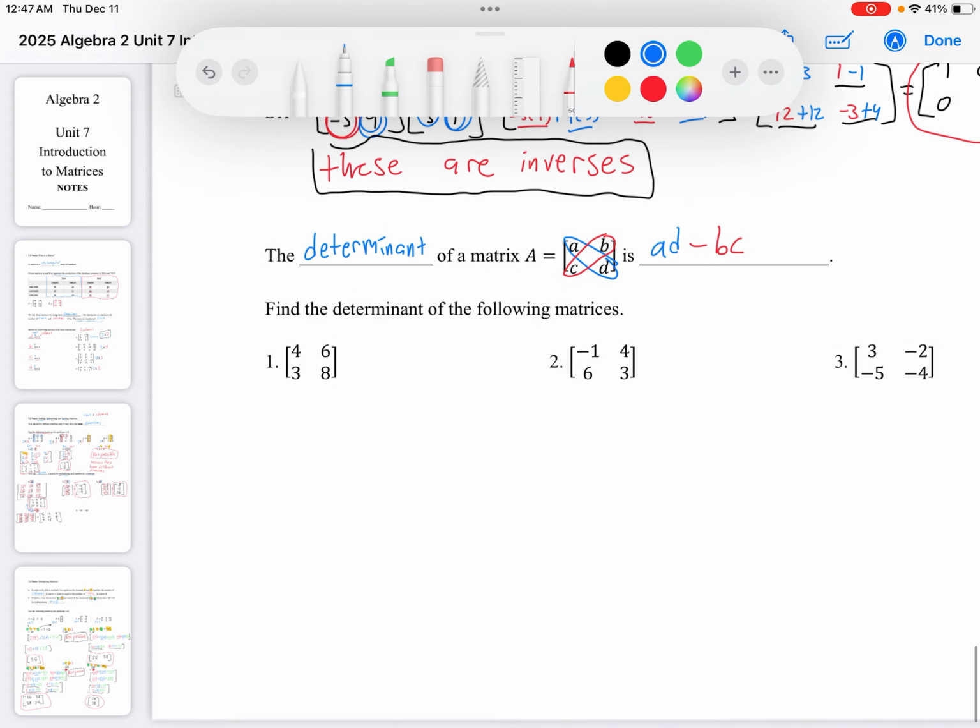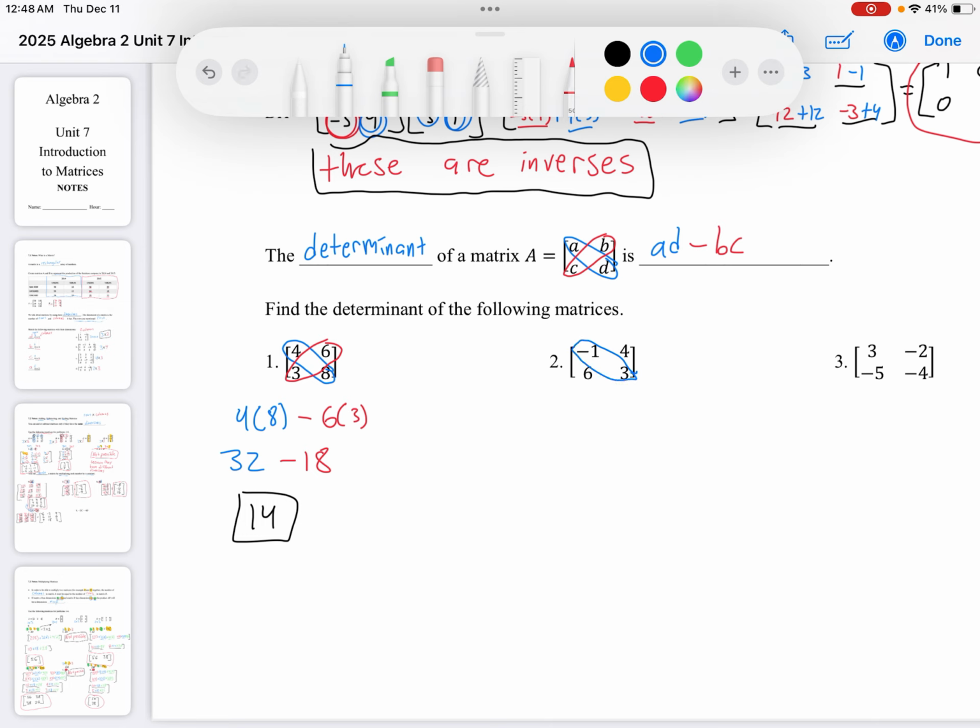If, for number 1, I have this matrix, I would start by doing 4 times 8. And then I would subtract 6 times 3. 4 times 8 is 32. 6 times 3 is 18, and so I'm subtracting 18. And 32 minus 18 is 14. So that's really all there is to finding the determinant. Is you just kind of multiply diagonally, and you take the difference of what you get there, making sure that you are doing this kind of main diagonal first.